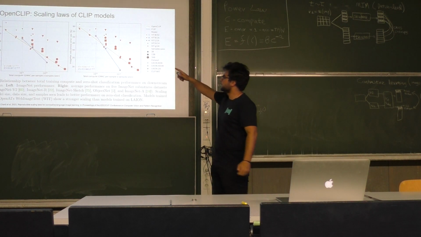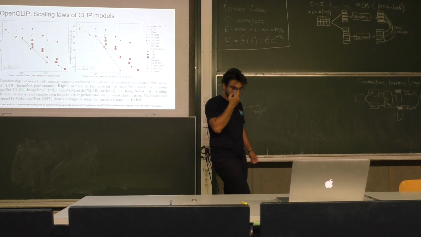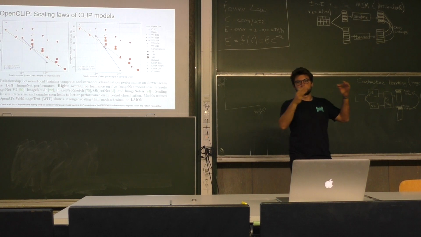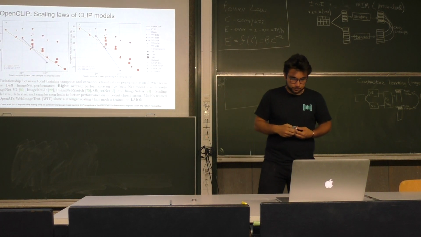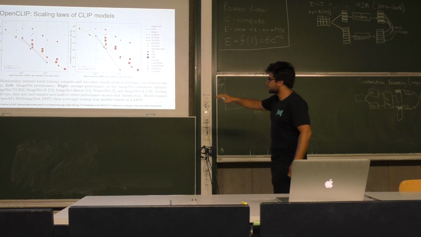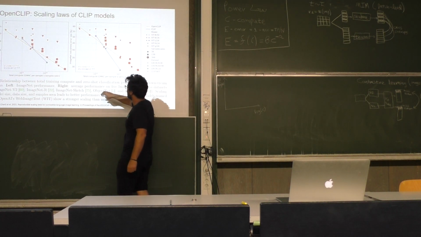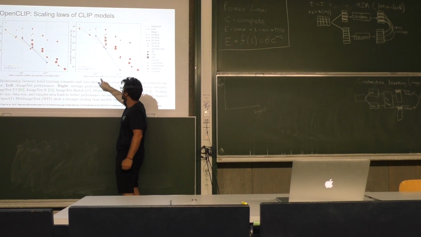The acronym OpenCLIP means open datasets and open weights. But it's more or less the same contrastive learning objective with image and language as two modalities. On the x-axis, we see the computational complexity. They don't use FLOPs, floating point operations per second. They use another metric that's called MACs.